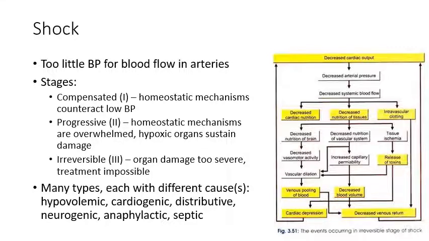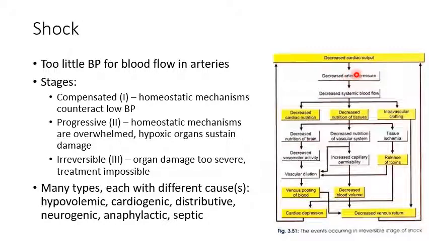And this diagram here is just showing some of the chain of events that occur in stage 3 shock. So no matter what type of shock it was, you're going to end up in this kind of chain of events. So you're going to have not enough blood flow in your arteries, therefore not enough blood coming back to the heart, and that's going to mean that your preload is down, your stroke volume is down, that's going to mean your cardiac output is down, and so decreased cardiac output. Then because you have less cardiac output, you're going to have less blood pressure.